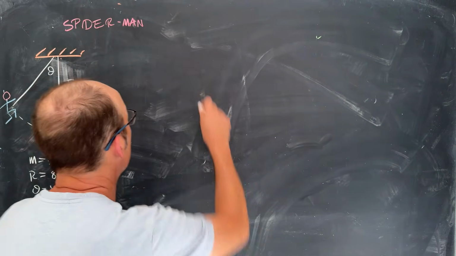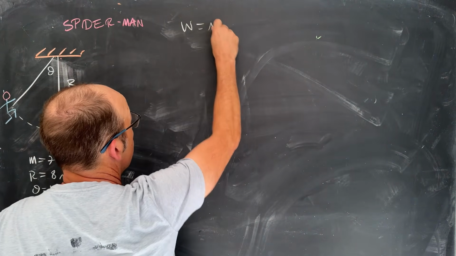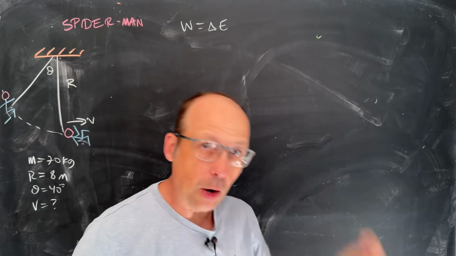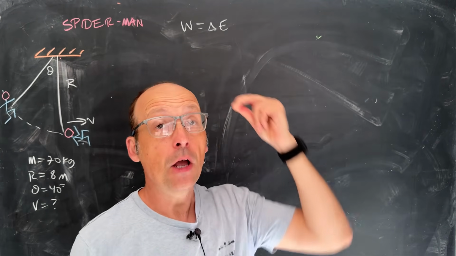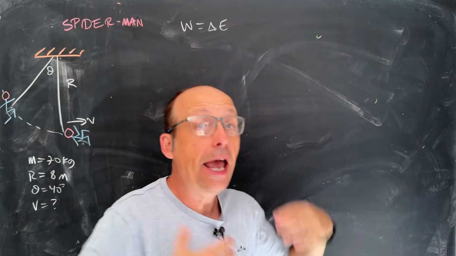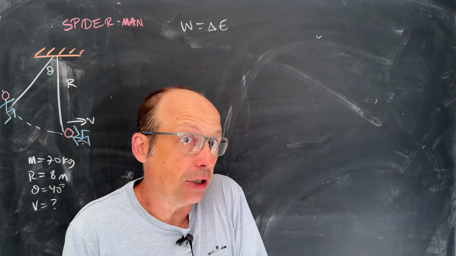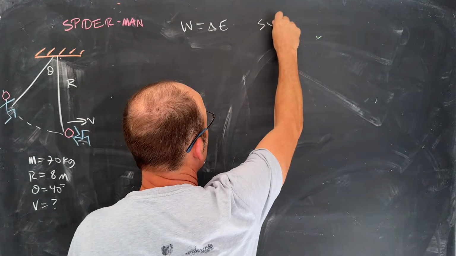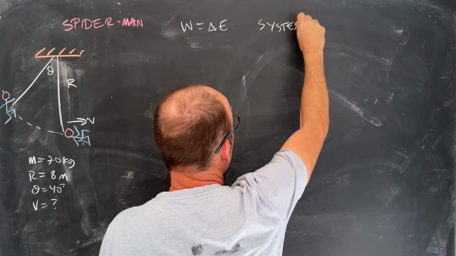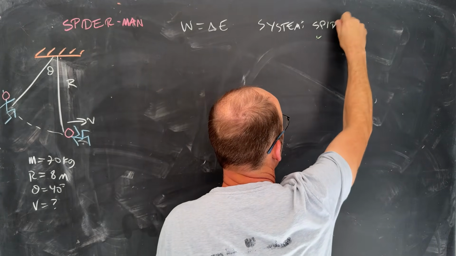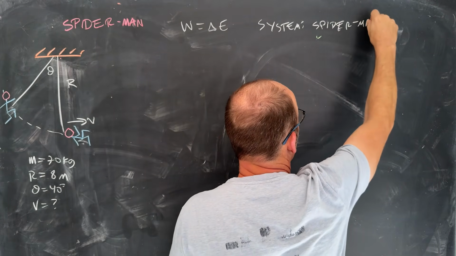So the work energy principle says the work is the change in energy. Very simple. But in order to do that, we have to pick a system. We have to pick what system we are going to have work done on and what is going to be our change in energy. That depends on our choice of a system. So let's pick a system consisting of Spider-Man and the Earth.